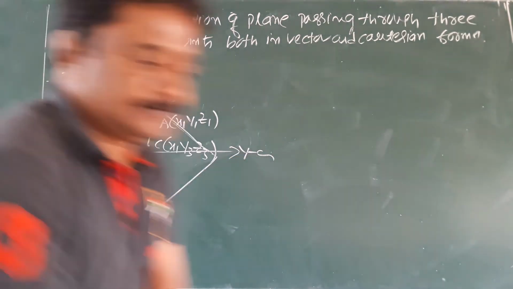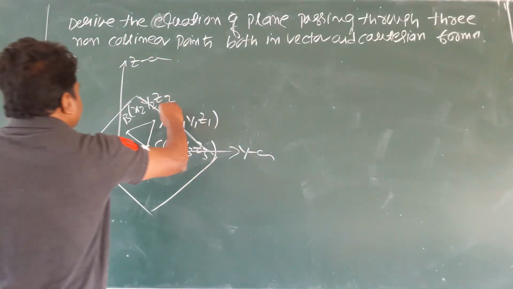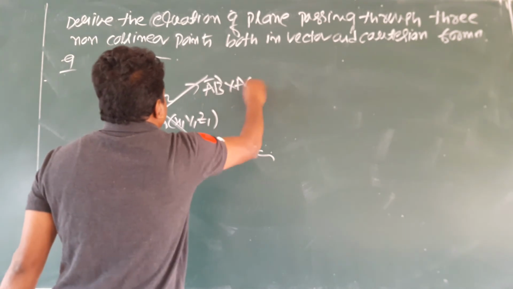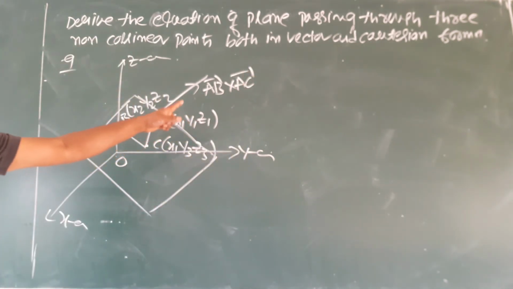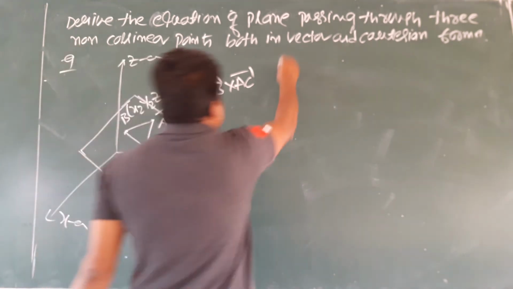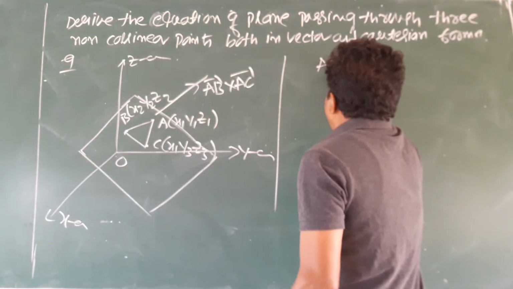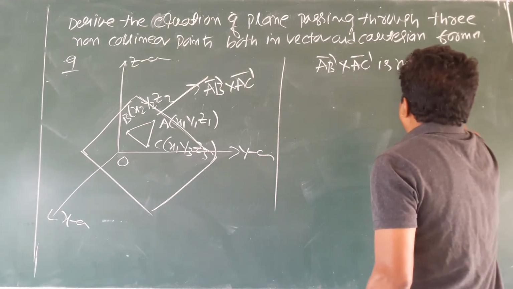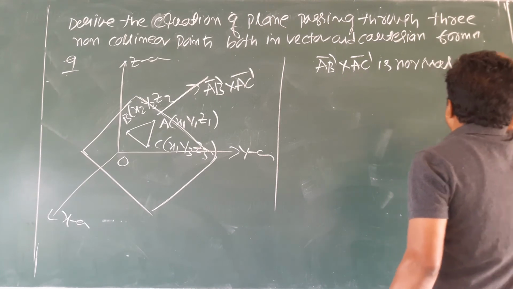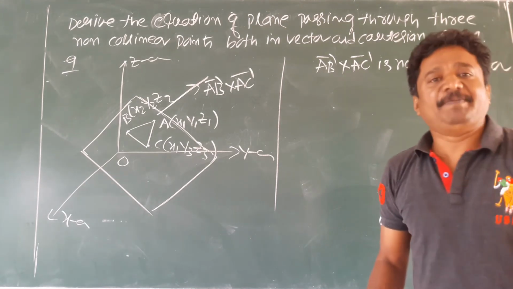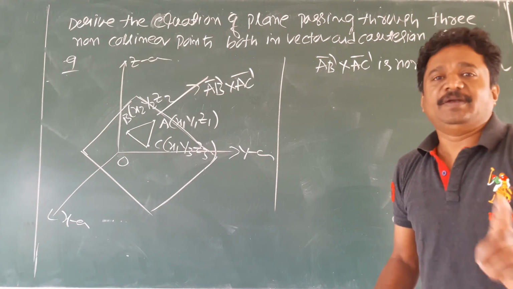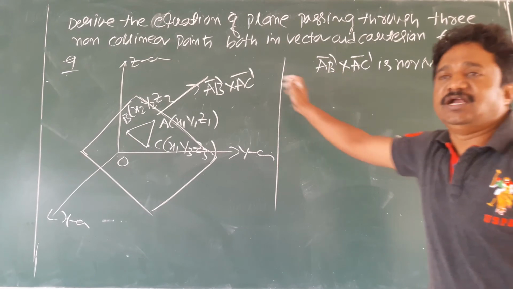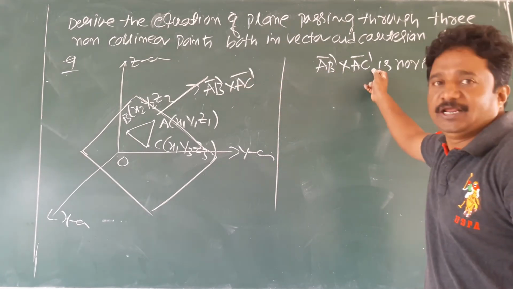So look at this, friends. This is AB cross AC, the normal vector. Now I go for deriving this, friends. AB cross AC is the normal vector. Normal vector means perpendicular vector. Perpendicular vector means perpendicular to the plane. You cannot see that on the board.